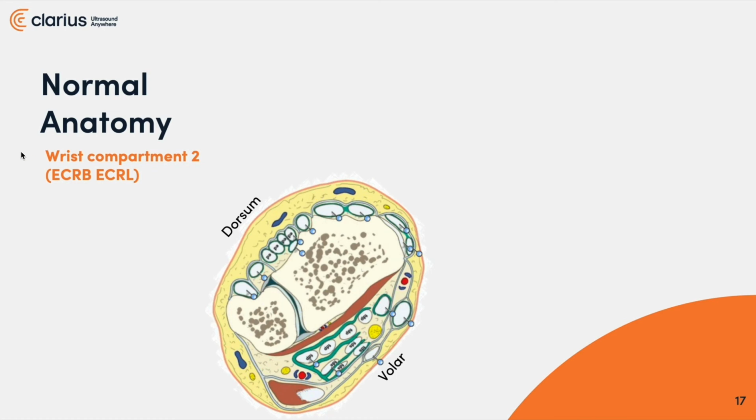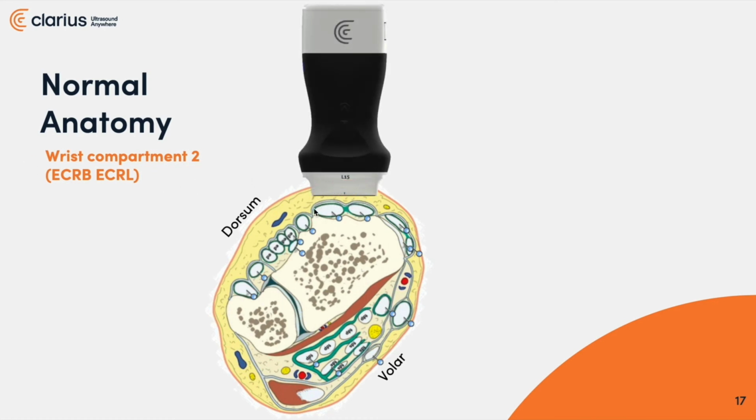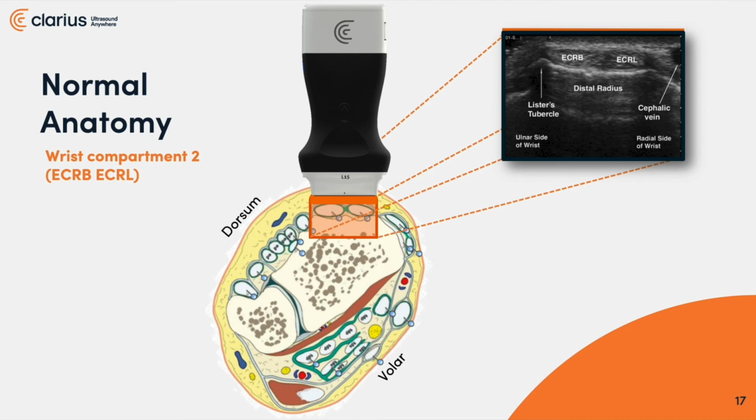So I knew the region that we were dealing with was compartment 2. What I was going to do is take my Clarius scanner and place it right over the top of those 2 tendons. And so I basically said, all right, this is what it would look like.